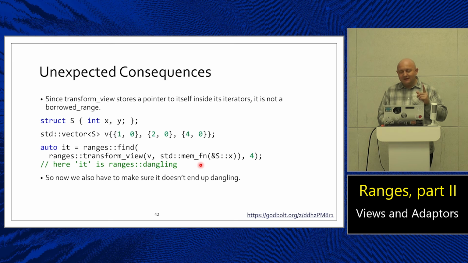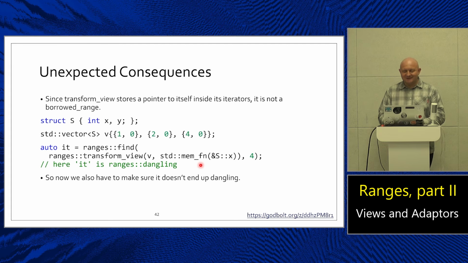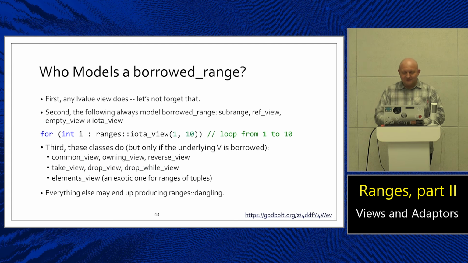And even if the underlying range is still alive, this happens because to call the function to transform, we need to refer to the view, not to the underlying range. And this is not an implementation detail. It follows directly from the design. So now let's look at which ranges actually do model borrowed range, because it is important.